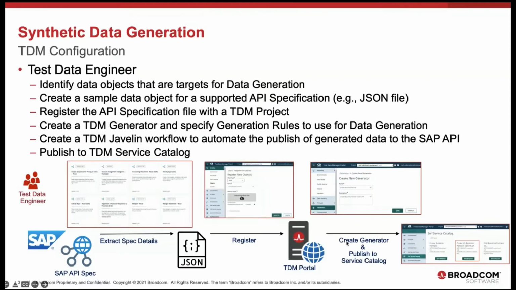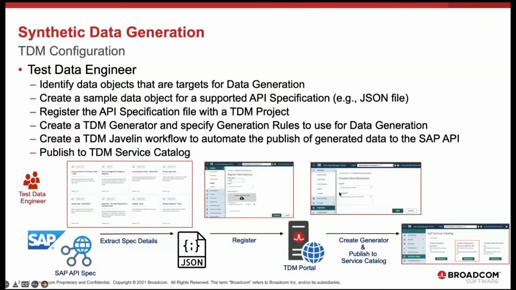So we have Javelin, which is a workflow automation tool that allows you to create a graphical workflow to automate common test data management tasks. And in this particular case, what we're trying to automate is calling the SAP API and pushing this generated data in the JSON format right into the API, right? And then making that a part of the generation process. So it becomes a post-action step to this generation process. So I'll show that in the demo.